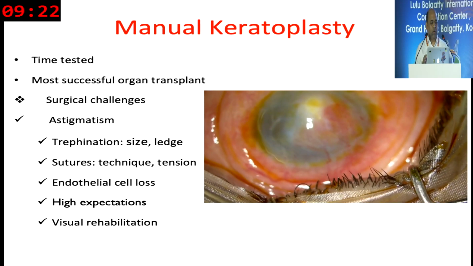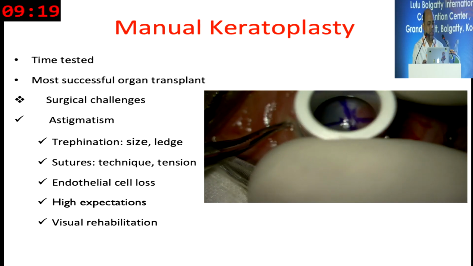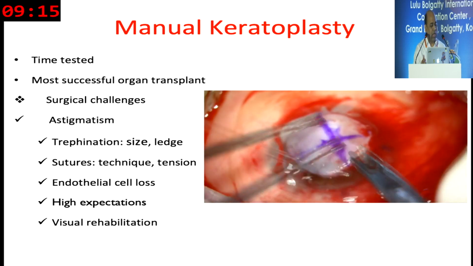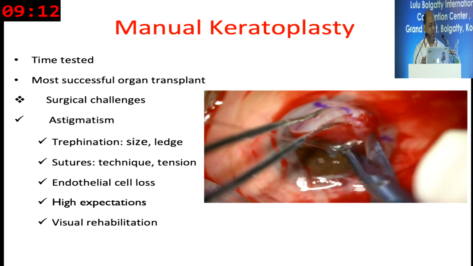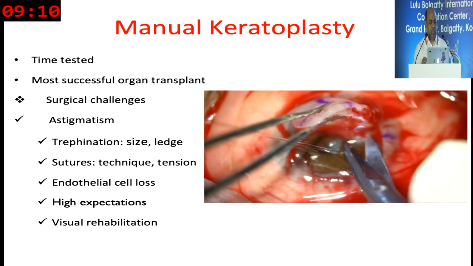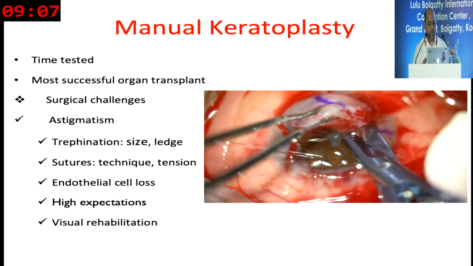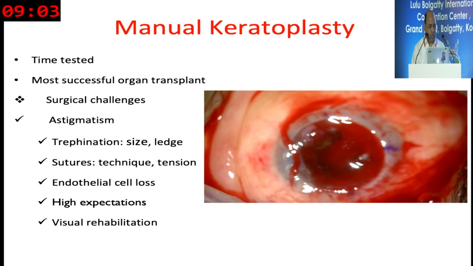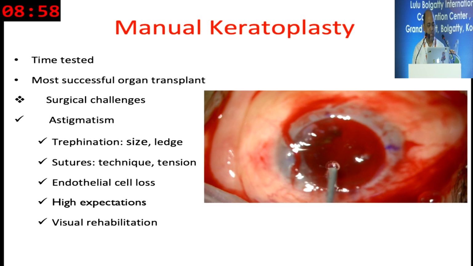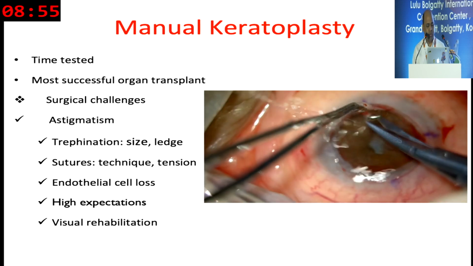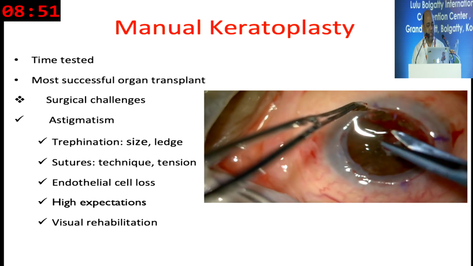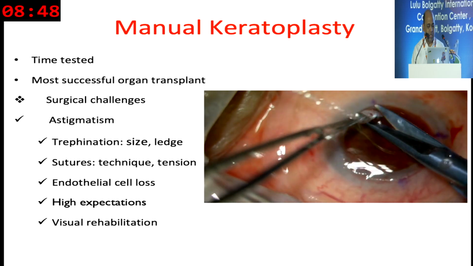Manual keratoplasty is a time-tested, most successful organ transplant. Although the challenges are many, like high astigmatism, problems with trepanation, sizing, and ledge, and problems with suturing, how much tension to apply during suturing, and the correct technique. There is significant endothelial cell loss in penetrating keratoplasty, high expectation from the patient, and after all these, delayed visual rehabilitation. To overcome most of these problems, we have the femtosecond laser, which gives significantly better results in terms of these points.